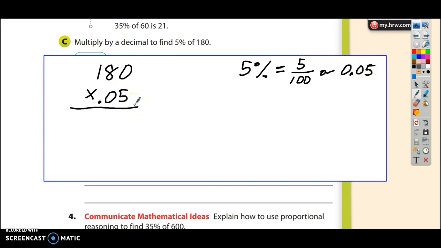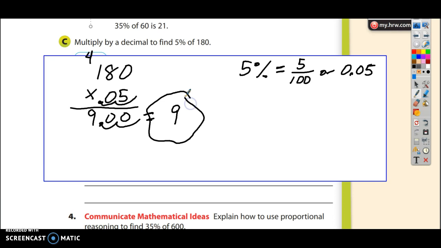This isn't as hard as it looks, because 5 times 0 is just 0. 5 times 8 is 40. 5 times 1 is 5, plus 4 is 9. You get 900, kind of. It's not exactly 900, because I need to count over 2 places to place my decimal. I get just 9. The answer is 9.